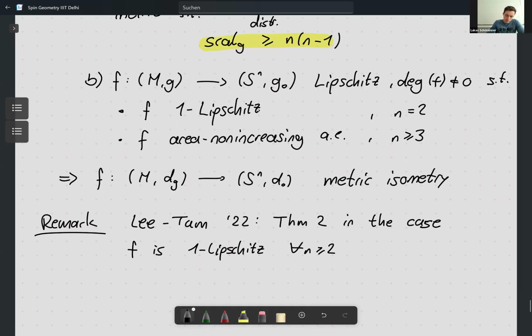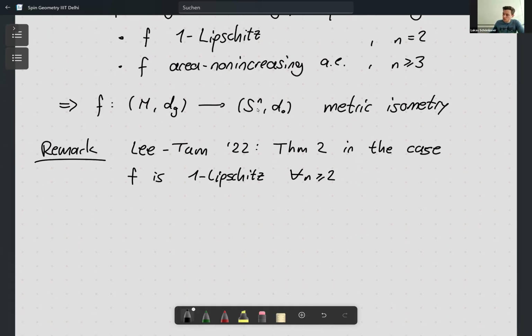And before I come to the proof, I want to show you another result that is also in this paper from 25. It's also in the topic of this talk, namely manifolds with singularities. And for this, I first have to make some definitions.